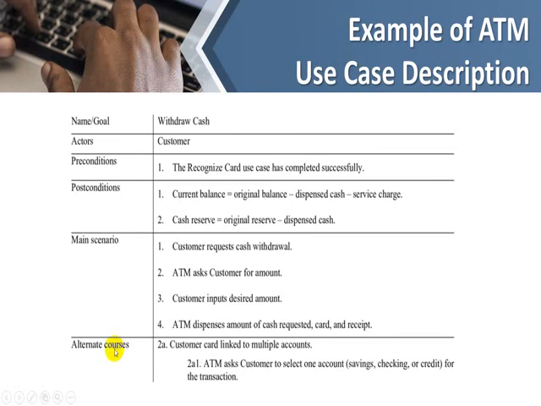Now the alternate courses: what else can happen? The customer's card is linked to multiple accounts. If my card is linked to 2 or 3 accounts, then the ATM would ask the customer to select one account, from which account he wants to get the cash. This is common in Pakistan, where our accounts from the same bank are connected to the same card. So we have only one card with 2 or 3 accounts attached to it. So this is the alternate course, right?